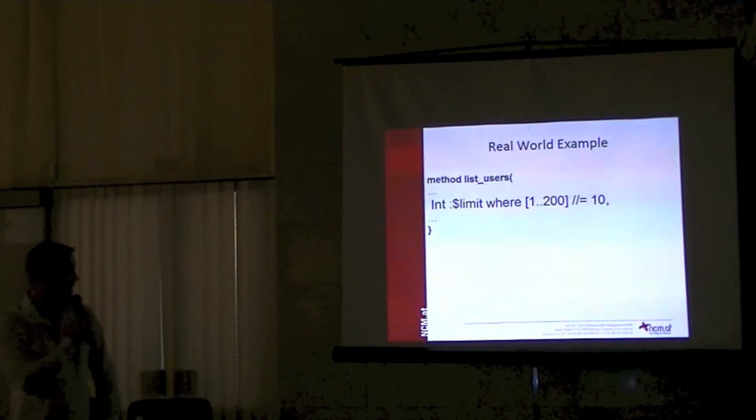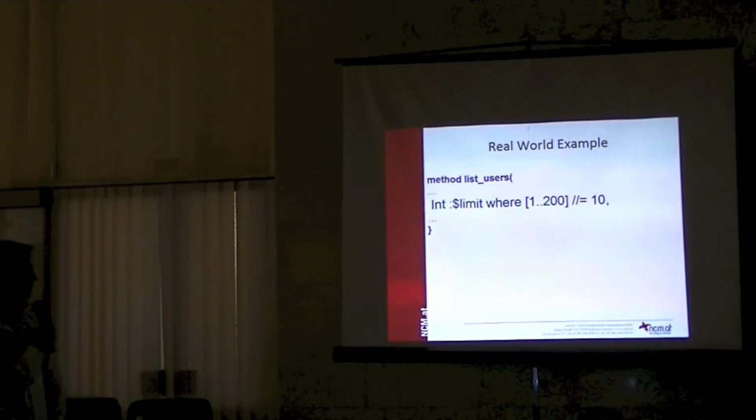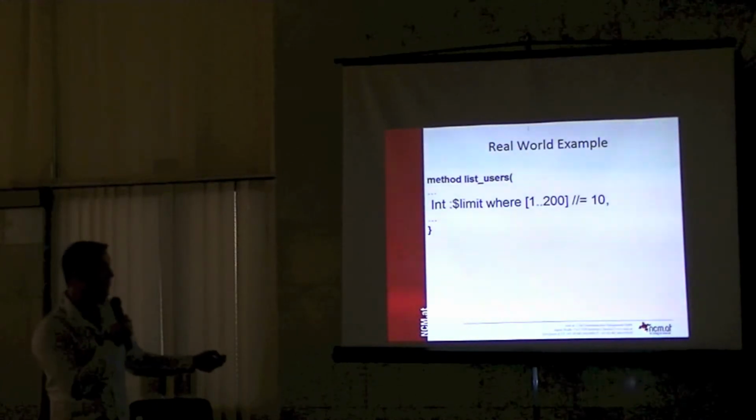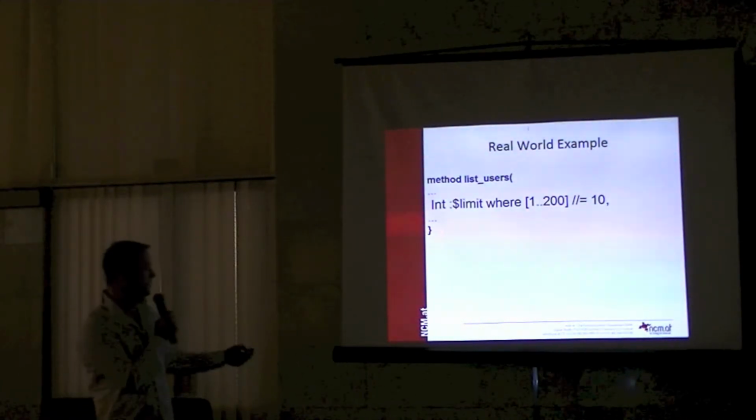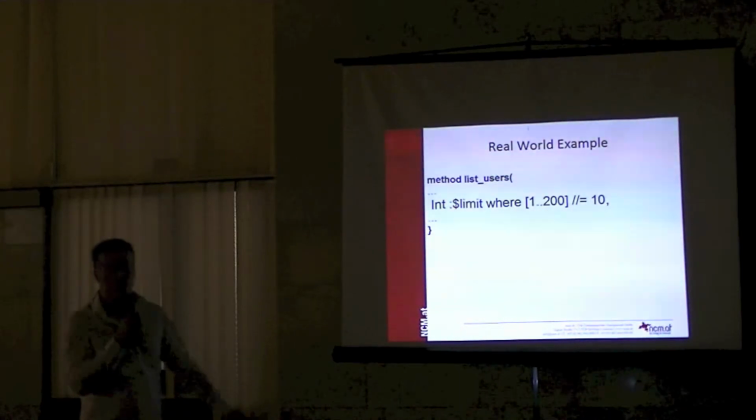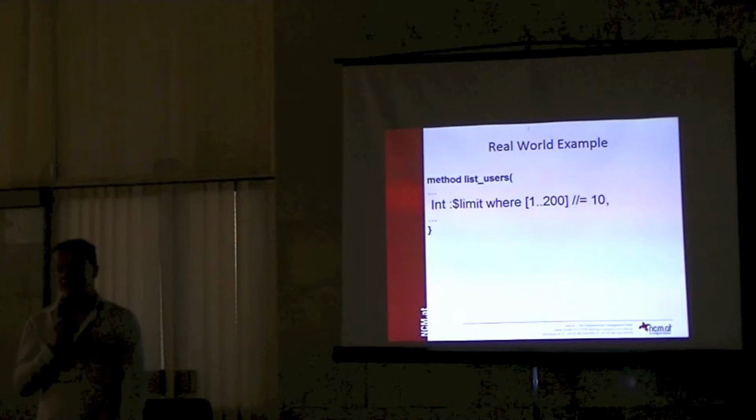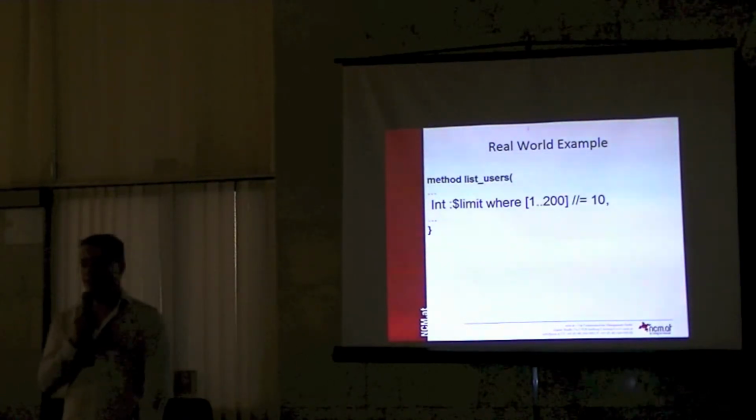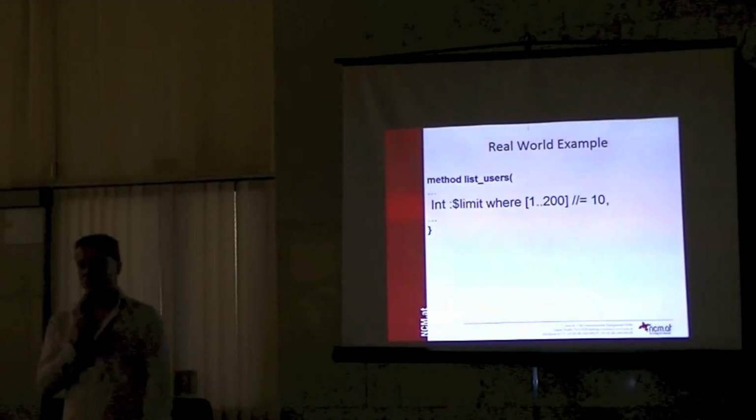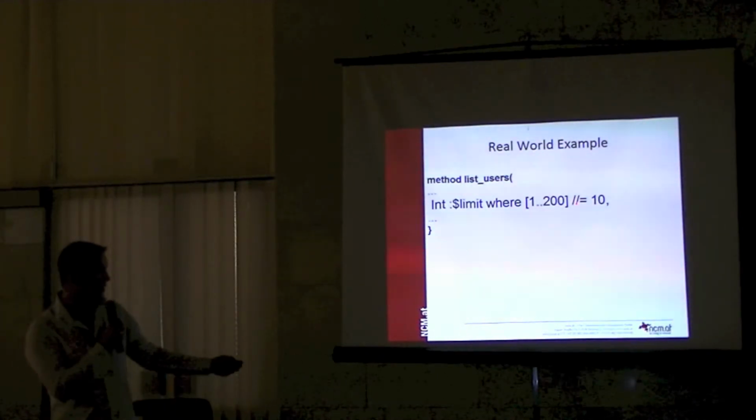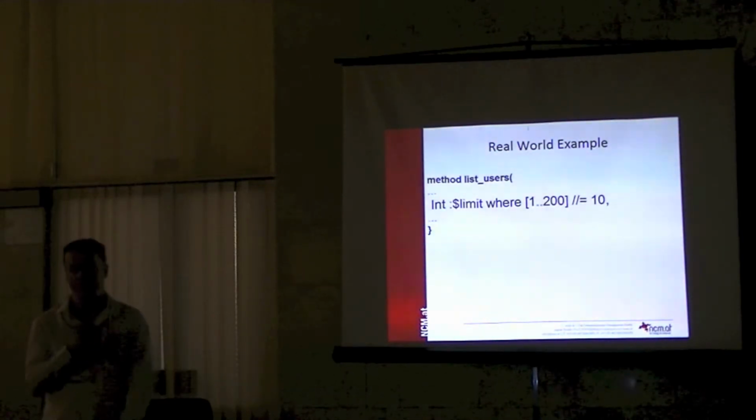So the next parameter we have is the limit. The interesting thing here is you can give it a range. So I say I want to limit the limit, and it has to be between 1 and 200. So no one can ask for 10,000 rows. And if it doesn't fit in there, or if it's under, it's going to be 10.